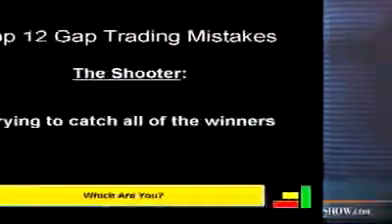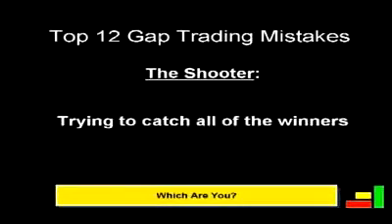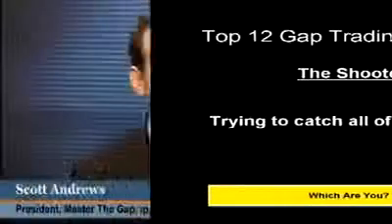The first one here is the shooter. And this is the person that knows that historical probability of all gaps filling is about 70%, right? So why wouldn't you want to trade all of those things? Catch 7 winners out of every 10 trades. That sounds great in theory. In reality, it doesn't work quite that well because you have to use a stop. You start using a stop and all of a sudden you're not making any money.